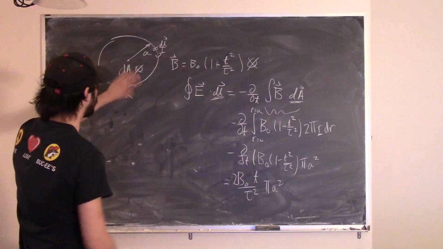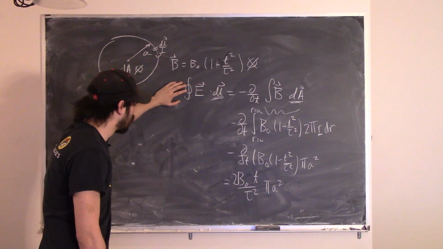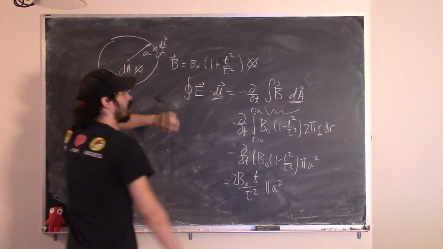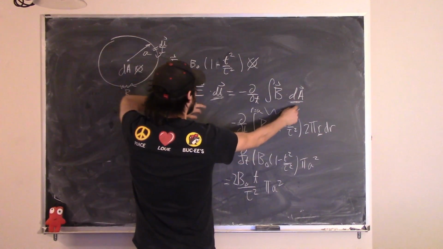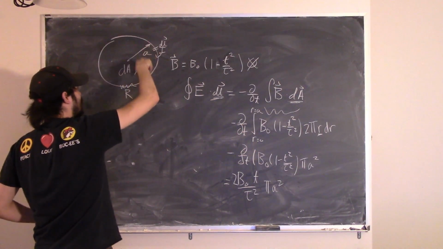The left-hand side we evaluate exactly the same way that we evaluated when we did our circuit analysis. Because of the direction that I chose for dA, I'm forced to have this loop go around in this clockwise direction.